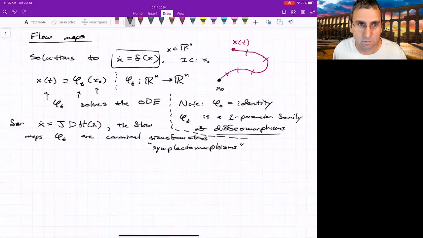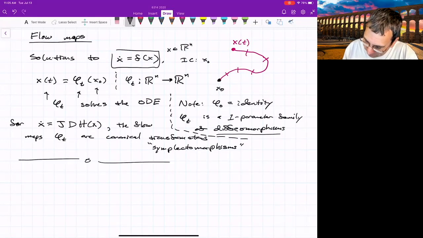All right. So I'm going to give some examples of flow maps for things that I can solve. So it's very limited. So let's look at some example flow maps.